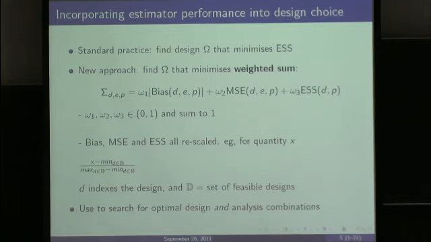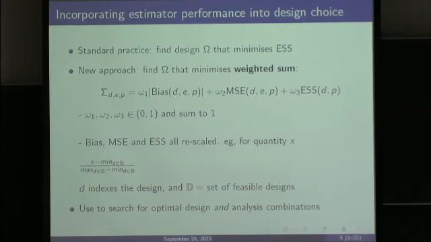So the expected sample size just depends on the design and the parameter value at which you evaluate it. The mean squared error and the bias depend on the design, the particular estimator out of the 5 that you're using, and also the underlying value of the parameter as well. And to make this thing more well behaved, we scale bias, mean squared error, and expected sample size so that they all lie within the range 0 to 1.